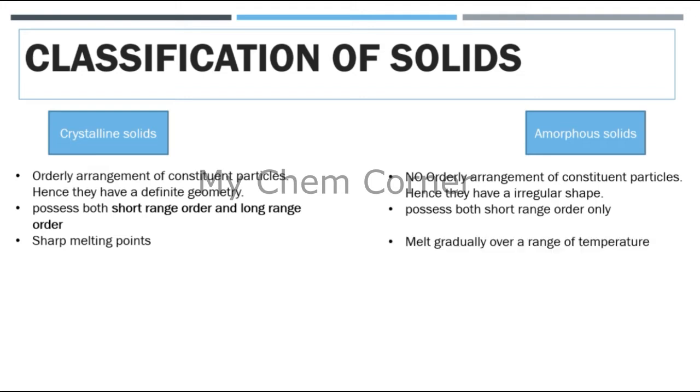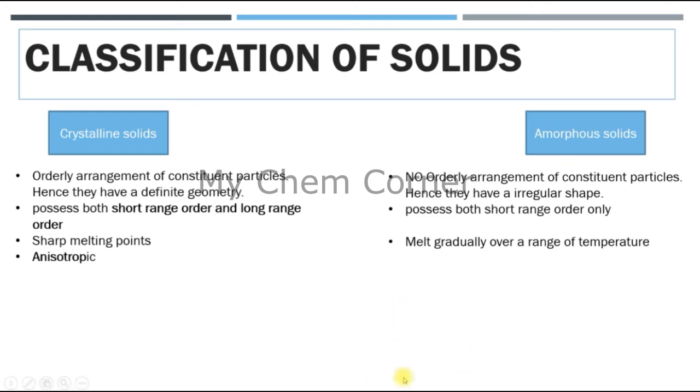Whereas if I'm looking at the amorphous solid, the melting point is going to be over a range of temperature, because they have only a short range order. They have a very consistent arrangement of particles only for a small range, and then there's a variation again. So when you try to measure the melting point, it's going to give you a range of temperatures.